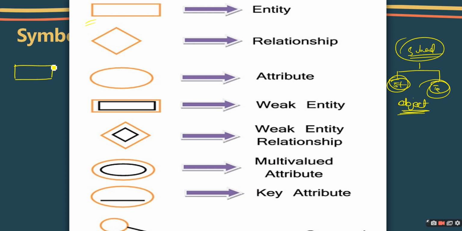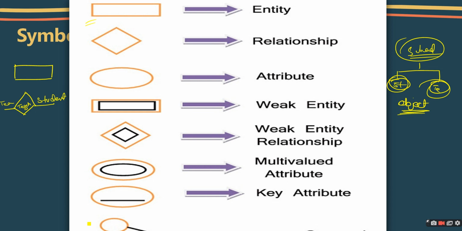Okay, so entity is represented with this rectangle, and now this diagonal. This diagonal shows relationship. Just in our previous example, we have seen teacher and student. So what relationship do teacher and student have? Teacher teaches student. So that is a relationship, and this relationship is represented by this diagonal symbol.